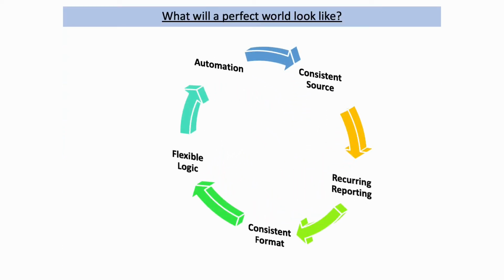Then moving on to what a perfect world would look like. We would love to have a consistent source of data. The recurring reporting will carry on; it's something we have to do over and over again. We can control the consistency in the format in which we receive the data. In our automation, we can create a certain amount of flexibility which allows us to update the calculation logic based on any law change. And then finally, all of our formats should be friendly for creating automation in our workflow.